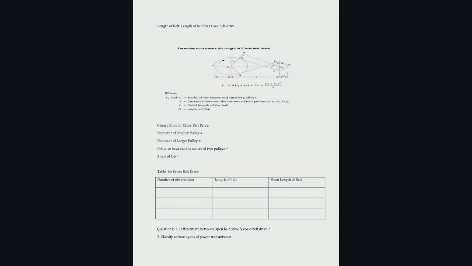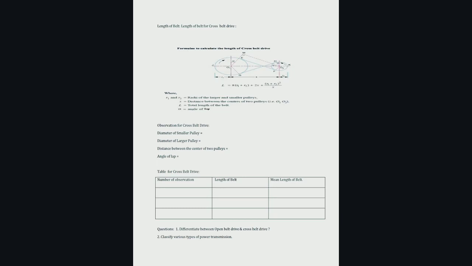2. Close belt drive. Open belt drive: in this type of drive, both the pulleys, i.e. driver pulley and driven pulley, rotate in the same direction and they are arranged in parallel. When the distance between the pulleys is large, the tight side of the belt should be kept on the lower side to increase the contact of the belt on the pulley. This is done to avoid the chances of slipping of the belt over the pulley.